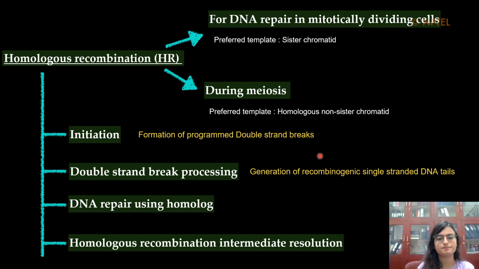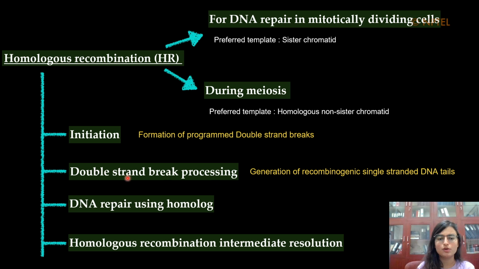The initiation process is followed by the second step, which is called the DNA double-strand break processing, wherein single-stranded DNA tails are generated by a specialized set of proteins, and these single-stranded DNA tails are recombinogenic in nature.